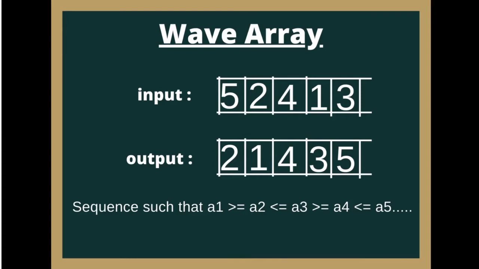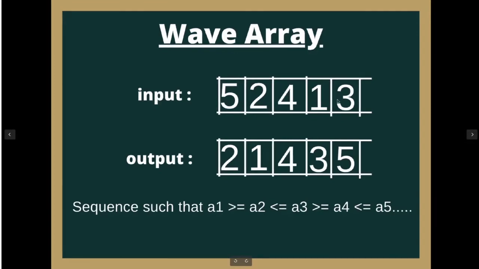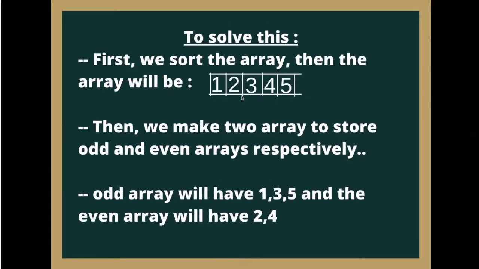So how do we solve this? To solve this, first we sort the array, then the array will be something like this. This will be the sorted array. The input array was this. After sorting, the array is this.